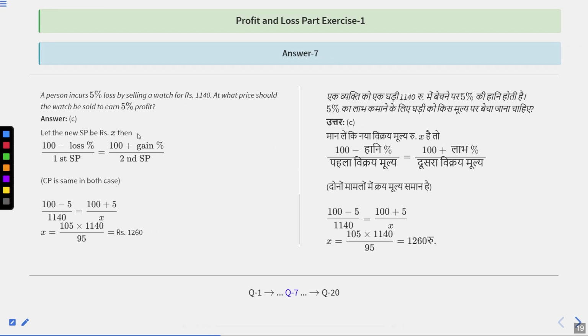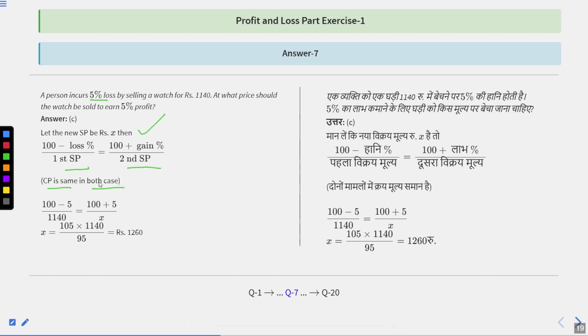First, we let the new SP be X rupees. Now the question says that first he incurs a loss of 5%. So 100 minus loss percent upon first SP is equal to 100 plus gain percent upon second SP. We can say that both are CPs, so CP is the same in both the cases. Just put the values in these equations, then we can get the value of X.